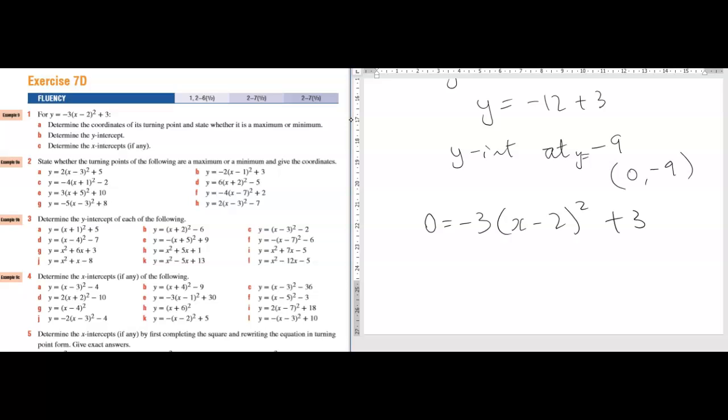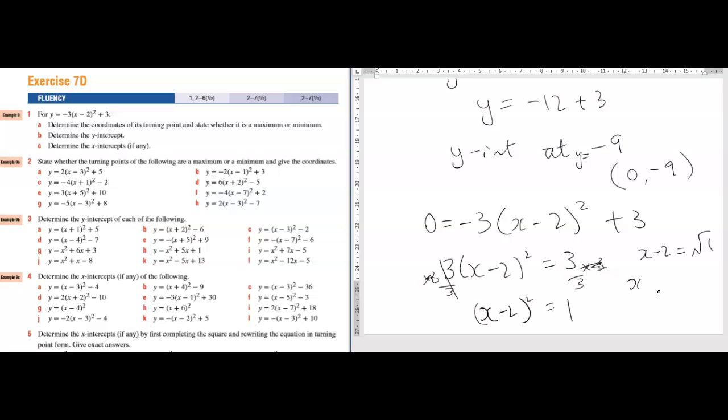This we did in chapter 5. Your x-intercepts are when y equals 0, so we're just solving this. I'm going to bring this over to the left-hand side and divide both sides by 3. Sorry, not multiply, divide by 3. So that cancels out, and we've got (x - 2)² = 1. Get rid of that squared sign. We're going to have x - 2 = the square root of 1.